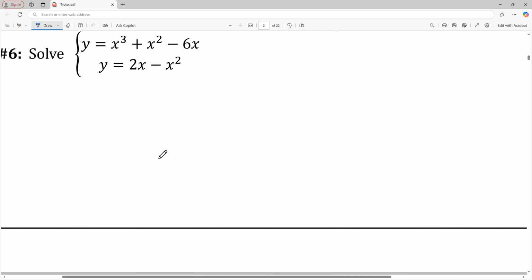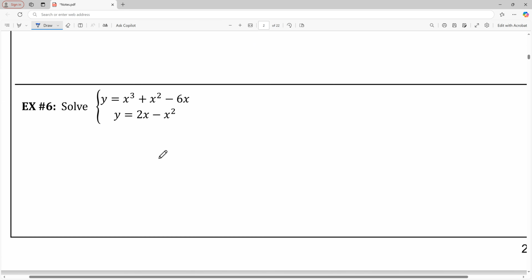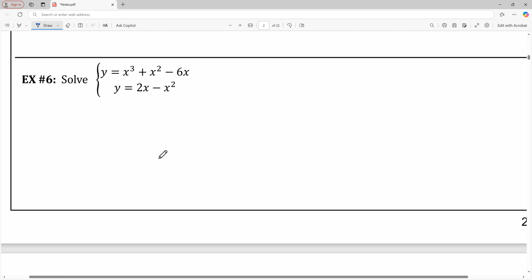Here we have y equals x cubed plus x squared minus 6x. And here we have y equals 2x minus x squared. Well, you might notice right away in both of these equations, they both say y equals. So since that's the case, I'm just going to set the two of them equal to each other. I have x cubed plus x squared minus 6x is equal to 2x minus x squared. All I did was set the right-hand sides of both these equations equal since they were both equal to y.